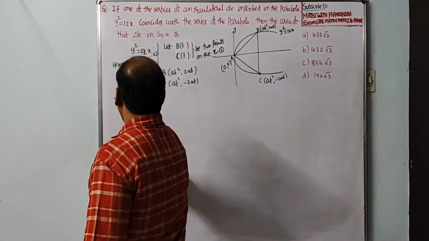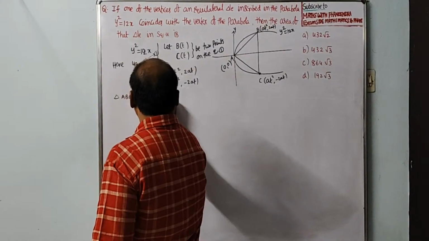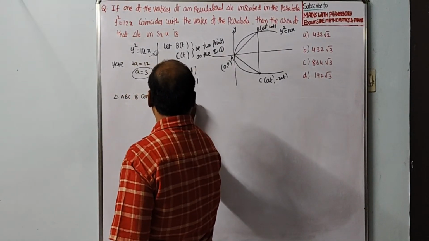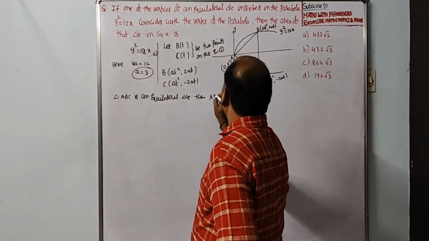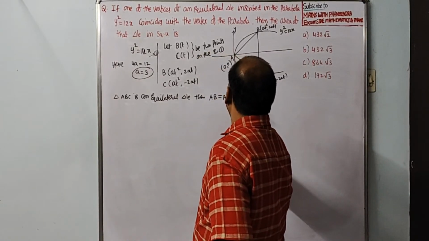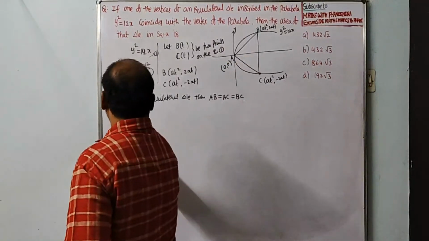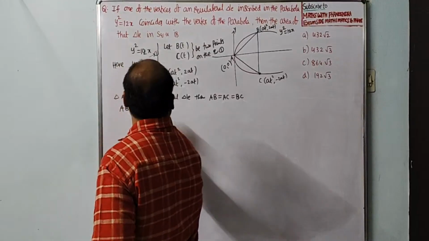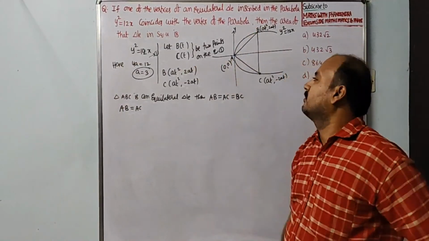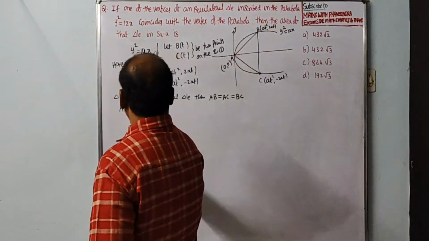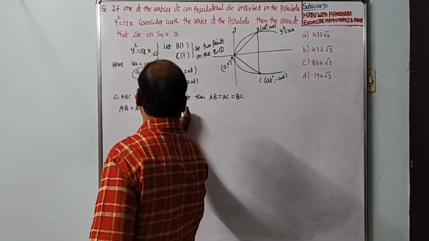Triangle ABC is an equilateral triangle. Then AB is equal to AC is equal to BC. So first AB is equal to AC, we can calculate the distance between these two. Sorry, dear students. So the distance between these two means AB square is equal to BC square, AC square, no?